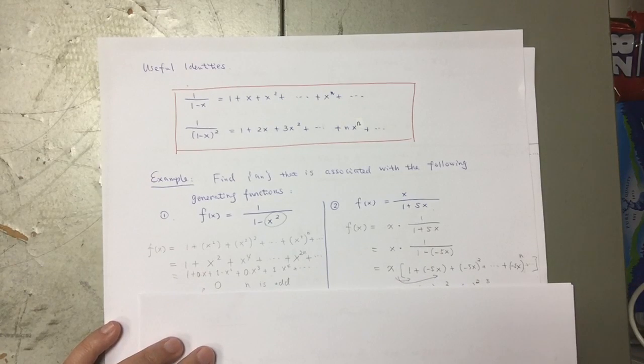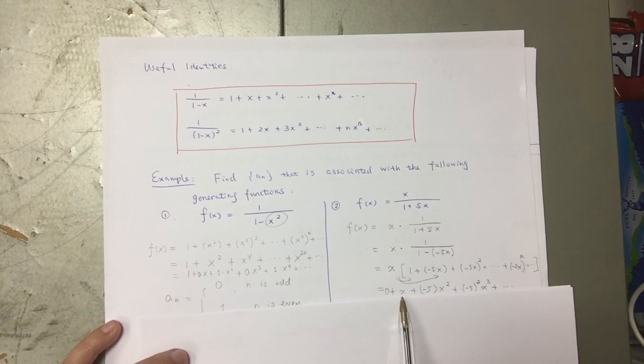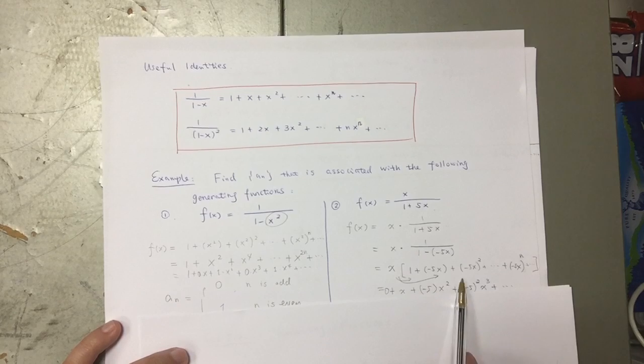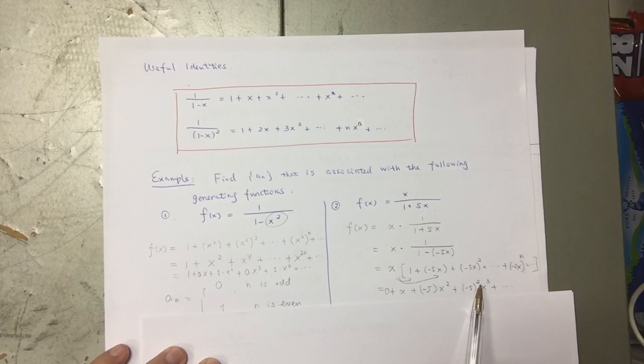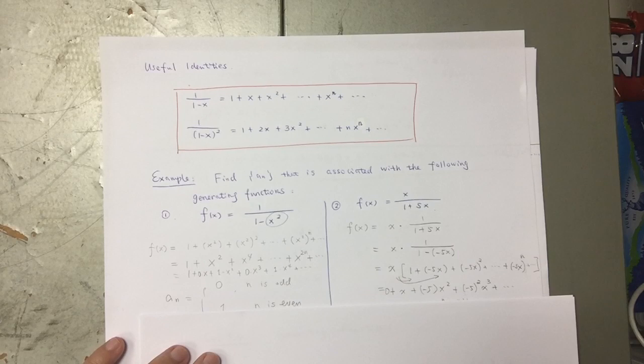Now let's distribute this factor x inside of the bracket, meaning I'm going to multiply this x to each term, and then we will have x times 1 gives us x, x times negative 5x gives us negative 5x squared, and so on. Now if you pull out all the coefficients, we see the coefficients list 0, 1, negative 5 squared, and so on. Which means we can write a_n in the form of, you want to try that?